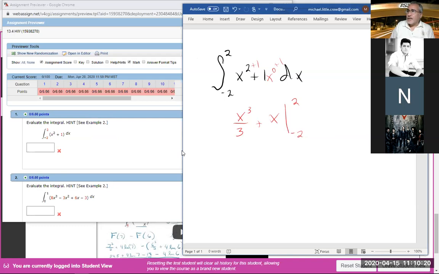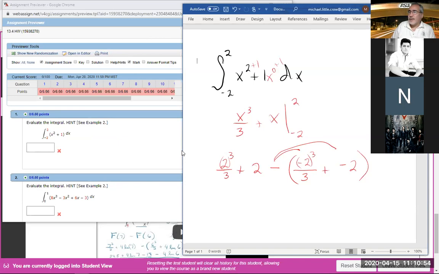So we plug in the top limit first. So this is going to be 2 to the 3rd over 3 plus 2 minus, and then I like to put parentheses because that minus is going to distribute, (-2) to the 3rd over 3 plus (-2). Again, this negative is going to distribute through.